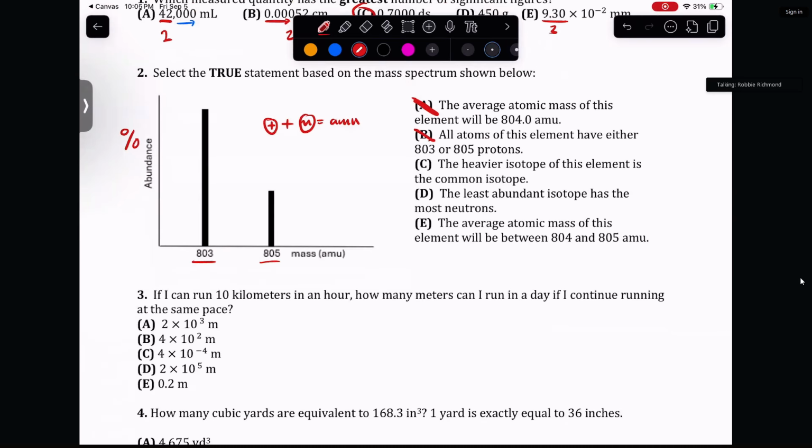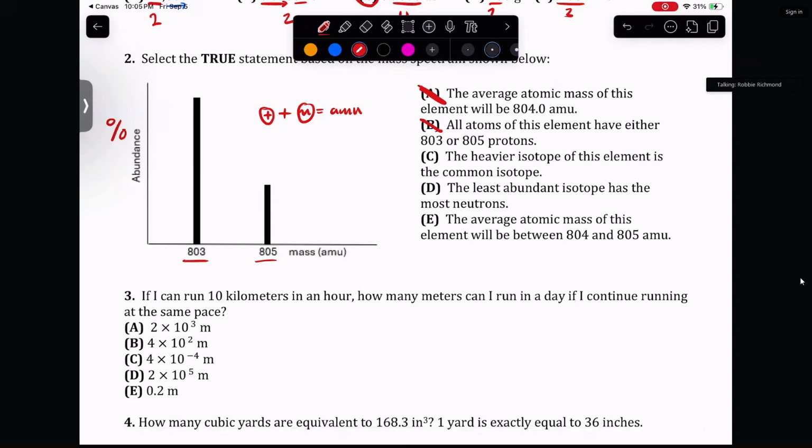C, the heavier isotope of this element is the most common isotope. We can just look at this by the mass in AMU. 803 is more common and has the least weight, so that's wrong. D, the least abundant isotope has the most neutrons. Remember, the definition of the element is how many protons you have. So isotope 803 and isotope 805 both have the same amount of protons. The only thing that differs them is the amount of neutrons. So this is in fact true because 805 has more neutrons and is less abundant.